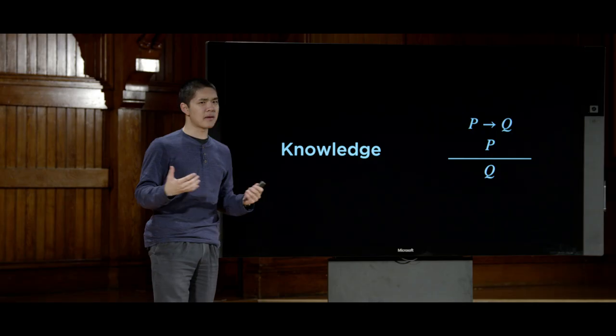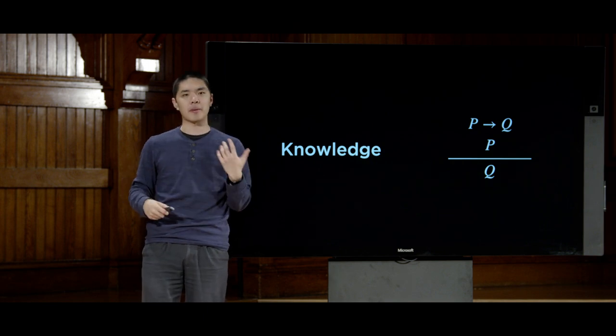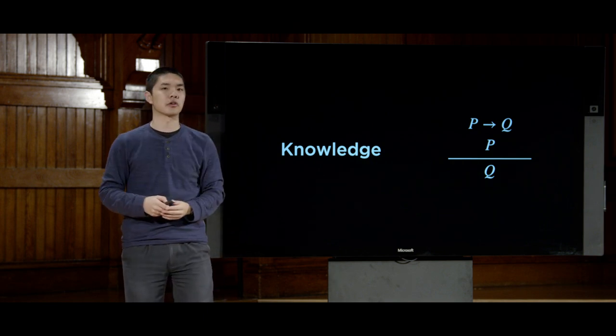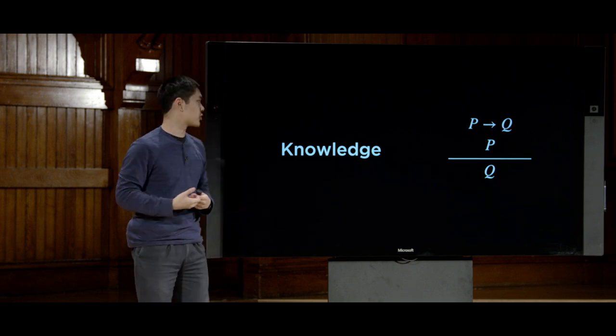After that, we'll take a look at knowledge. Ideally, we want our AI to be able to know information, to be able to represent that information, and more importantly, to be able to draw inferences from that information, to be able to use the information it knows and draw additional conclusions. So we'll talk about how AI can be programmed in order to do just that.